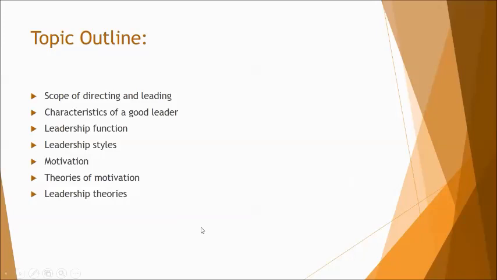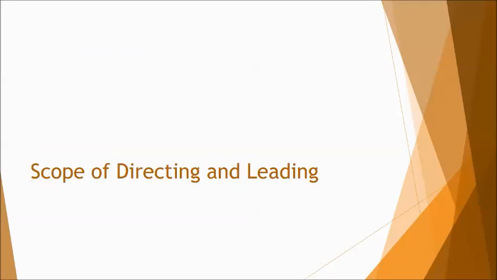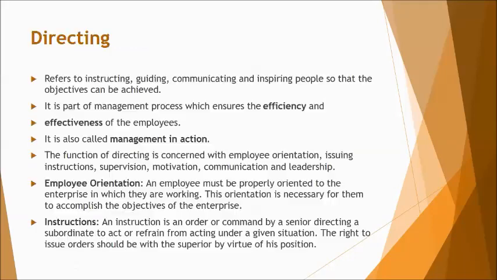So these are our topic outline: the scope of directing and leading, the characteristics of a good leader, the leadership function and style, and also the motivation, the theories of motivation, and the leadership theories. First, let's have the scope of directing and leading. Directing is about instructing, guiding, communicating, and inspiring people so that the objectives can be achieved. So this process ensures the efficiency and effectiveness of the employees.